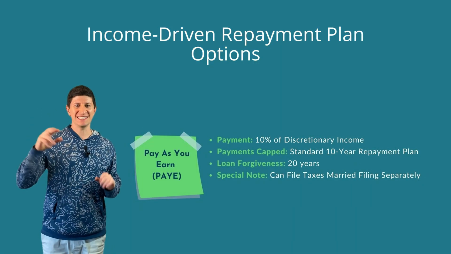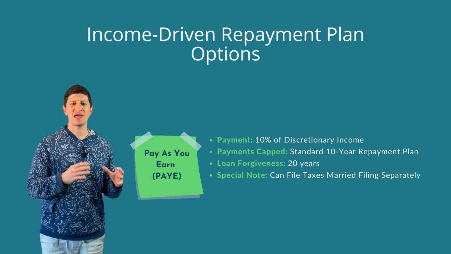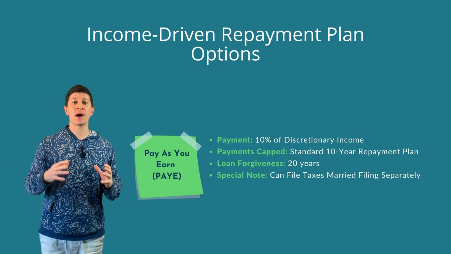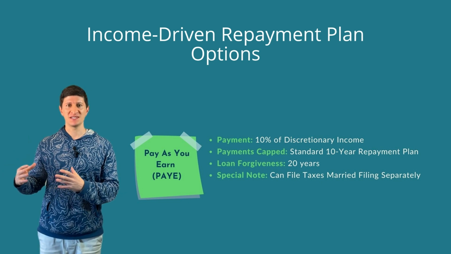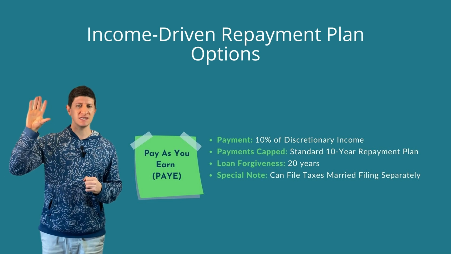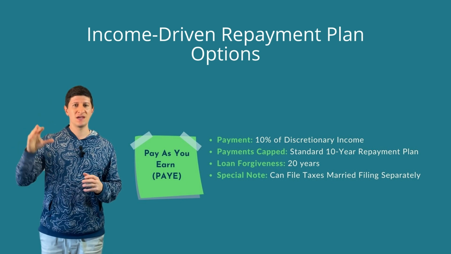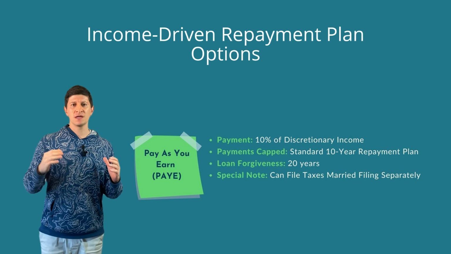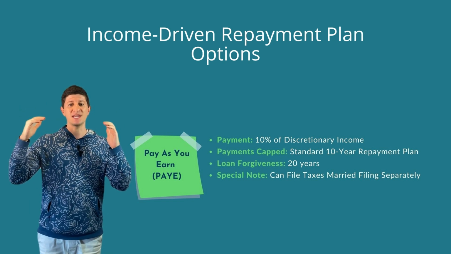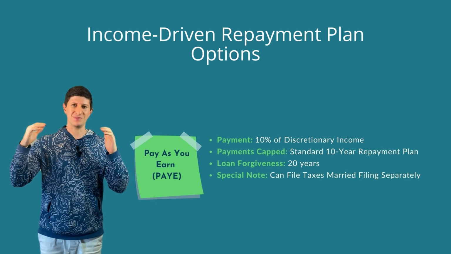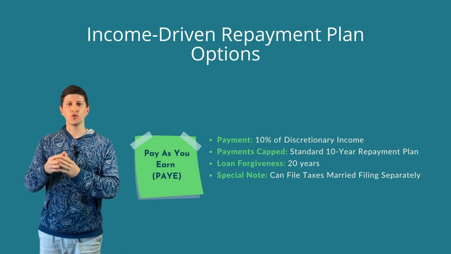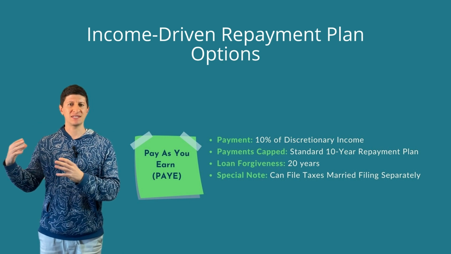The second income-driven repayment plan is pay as you earn, or PAYE. This is one of the 2 more popular income-driven repayment plans. In this plan, the payment is calculated based off of 10% of your discretionary income. Just like IBR, if you are a high income earner, your maximum payment gets capped at the 10-year standard repayment plan. And if you make payments for 20 years, your loans get forgiven at the end of that time.